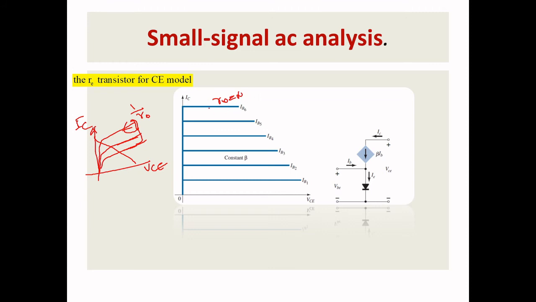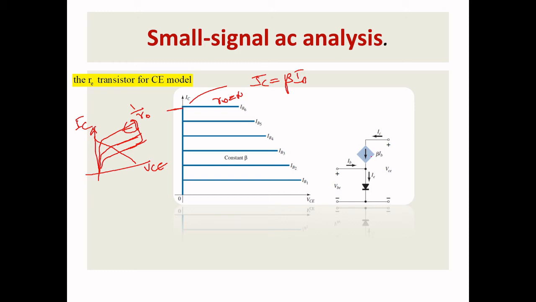Okay, so the current which is produced here, that is the collector current, is nothing but beta times IB. It was represented in here. So beta IB is a dependent current source. Why is it a dependent current source? Because the output current is dependent on the IB current.